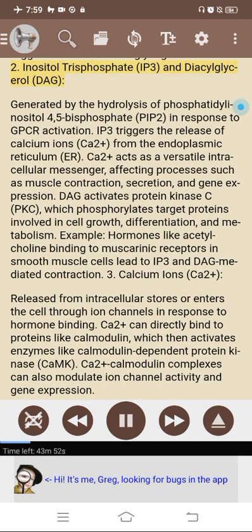2. Inositol trisphosphate (IP3) and diacylglycerol (DAG). Generated by the hydrolysis of phosphatidylinositol 4,5-bisphosphate (PIP2) in response to GPCR activation. IP3 triggers the release of calcium ions (Ca2+) from the endoplasmic reticulum (ER). Ca2+ acts as a versatile intracellular messenger, affecting processes such as muscle contraction, secretion, and gene expression.